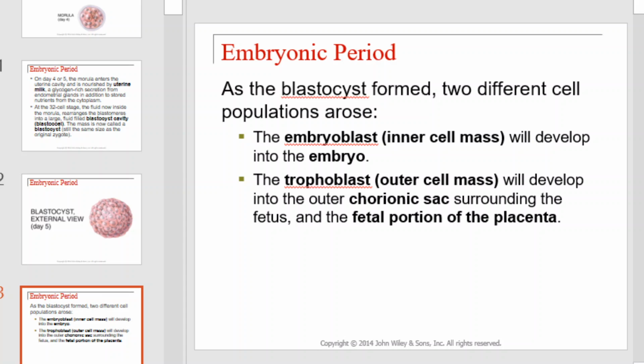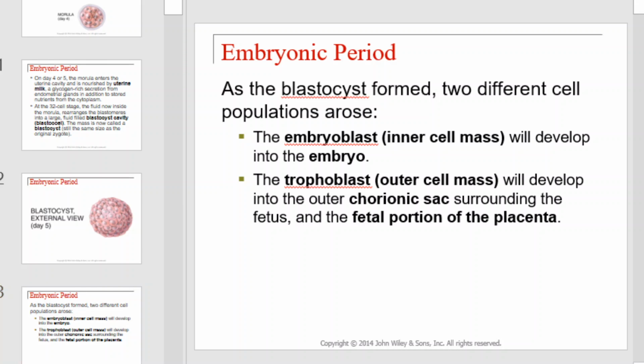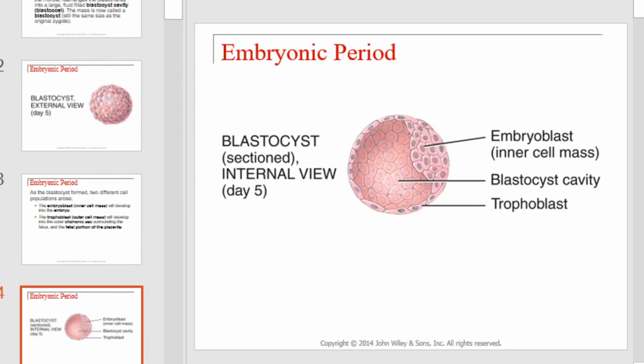As the blastocyst formed, 2 different cell populations arose. The embryoblast, which is the inner cell mass and will develop into the embryo, and the trophoblast, or the outer cell mass, which will develop into the outer chorionic sac surrounding the fetus and the fetal portion of the placenta. This is the sectioned view of the blastocyst at day 5.